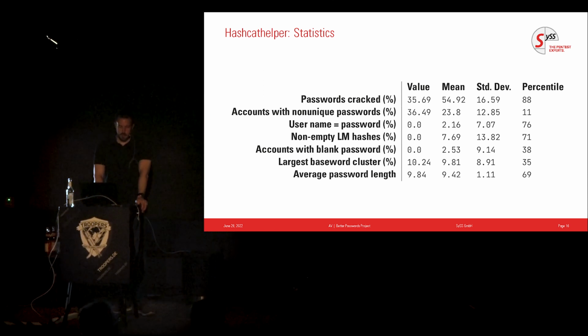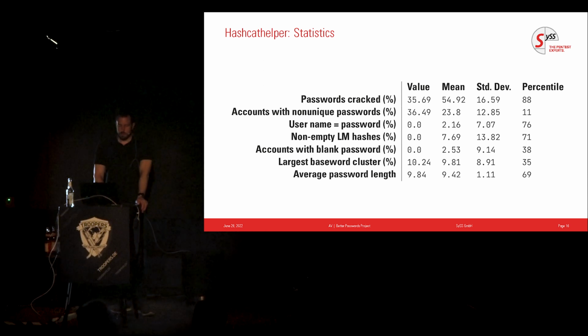So we can say this customer is already a lot better than the mean. And in the third column, we have the standard deviation. So we can even say that this customer is better by more than one standard deviation in terms of cracked passwords. And this means it's in the 88th percentile. So this is the fourth column. That's the percentile. It can be read as it's better than 88% of all other entries that we have in the database.